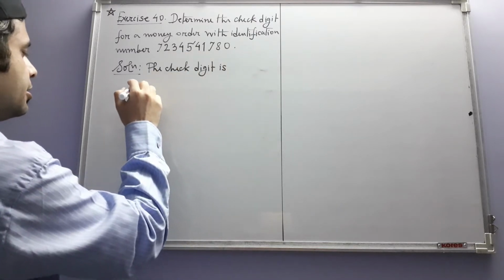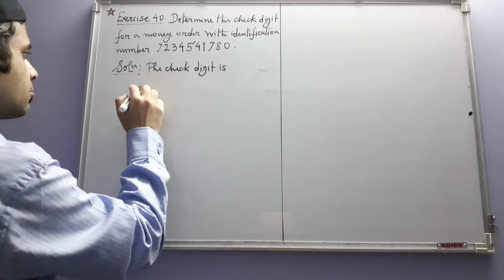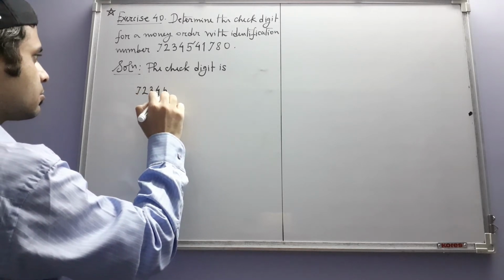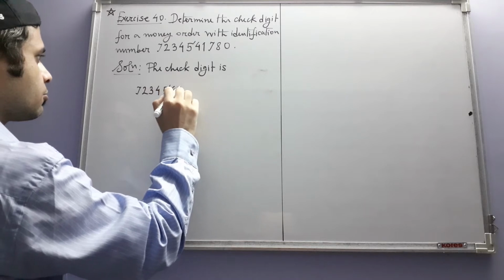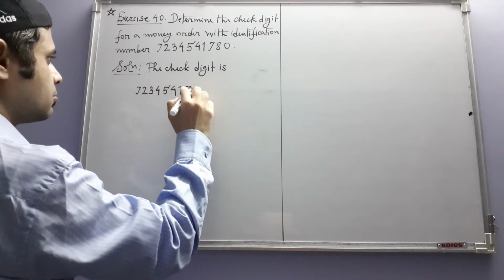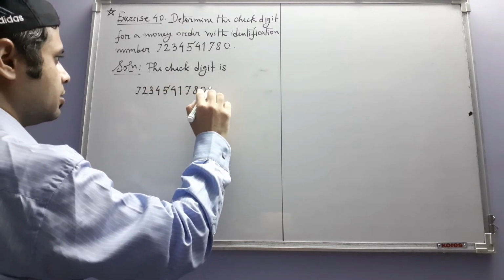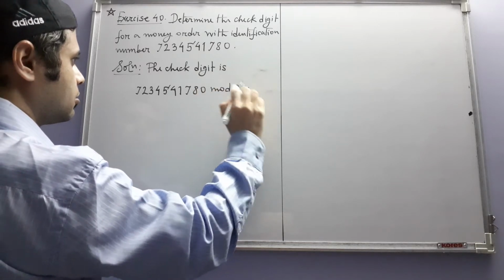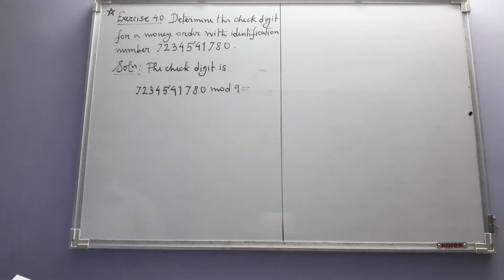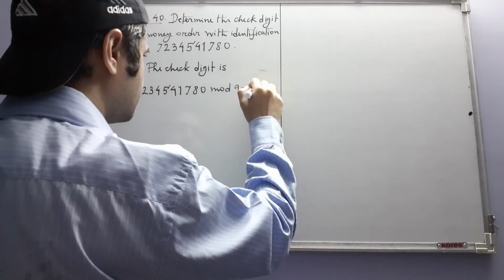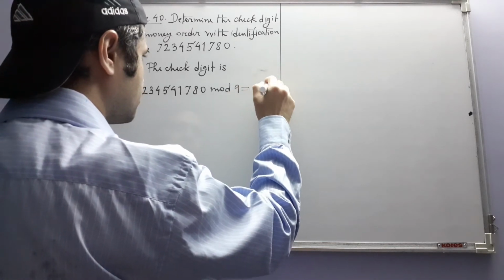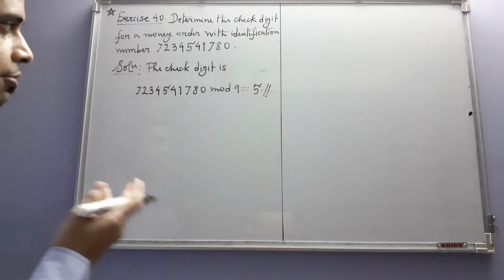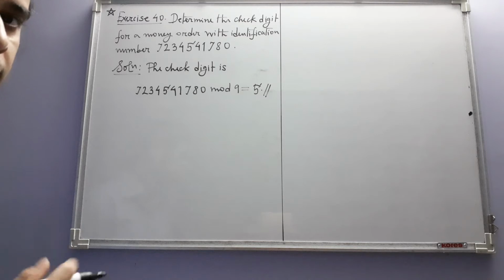The check digit is 7234541780 mod 9, and this turns out to be equal to 5. If you perform the division and find the remainder, you will see that the remainder is 5.